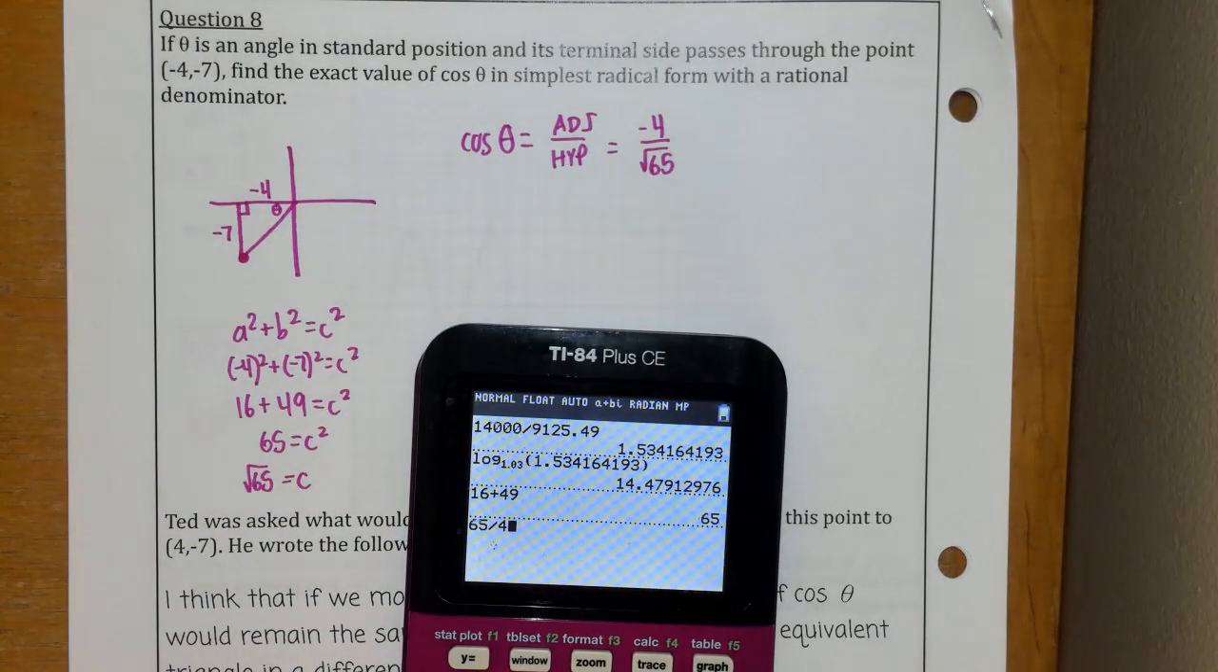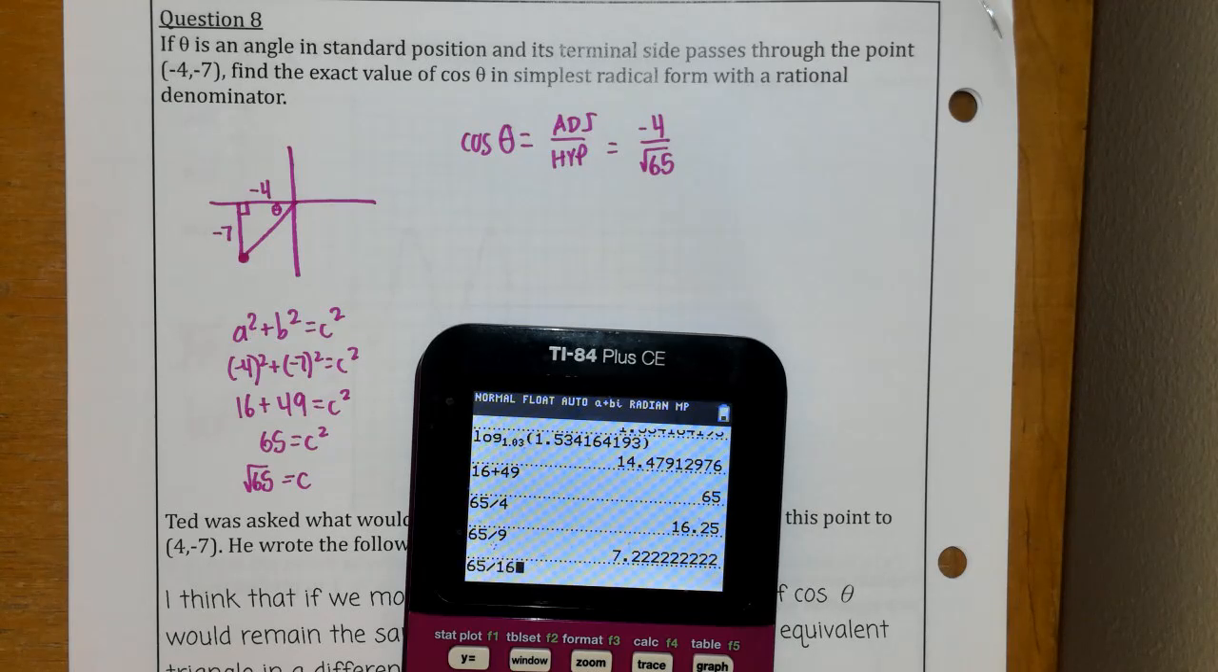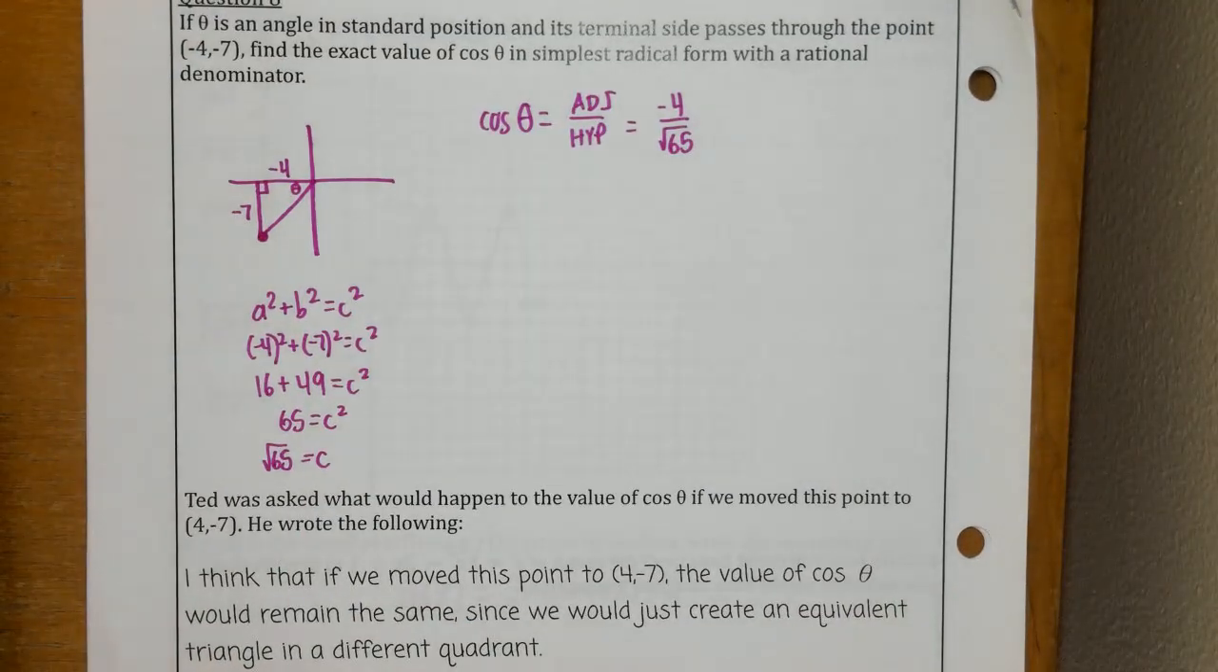So 65 divided by 4 doesn't work. 65 divided by 9. 65 divided by 16. 65 divided by 25. 65 divided by 36. All right, I've gone all the way up to 64, so it doesn't have any perfect squares that go into it, which means we're actually going to get to keep it as radical 65, which is nice.